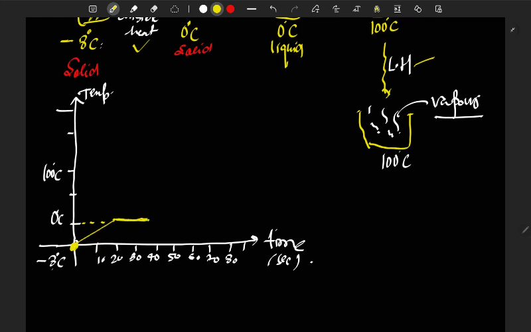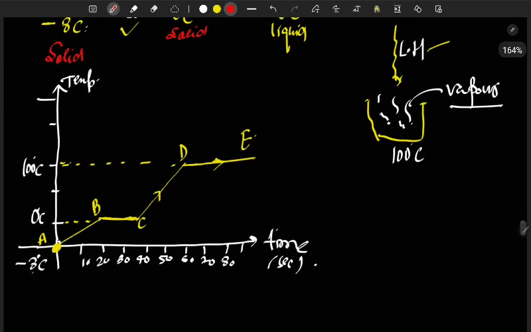Okay, after a certain duration of time, its temperature is going to increase again. When it reaches 100 degrees Celsius, its temperature remains constant. And suppose we further increase the temperature. Here I am writing the names A, B, C, D, E.